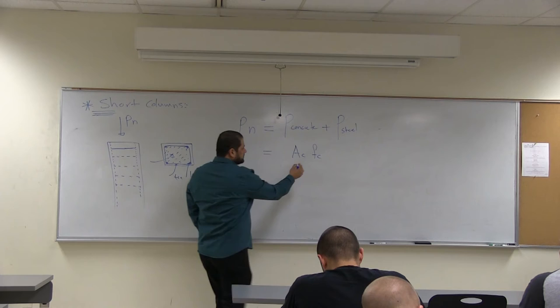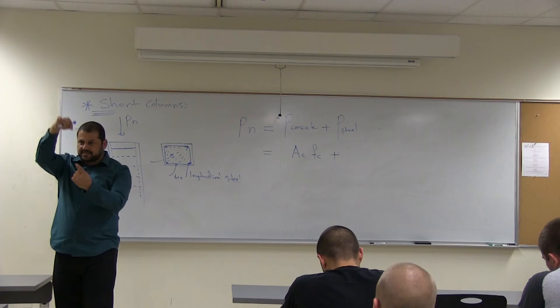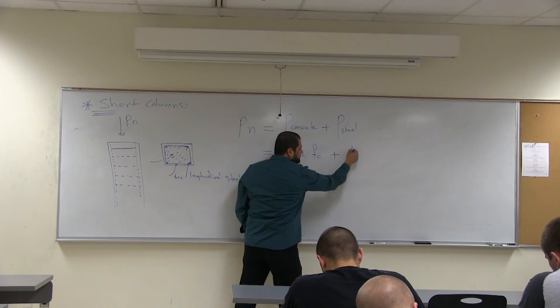how much the steel bars will give you? Remember, this is direct compression. As times Fy. That's area of steel times Fy. Where do we get Fy from?